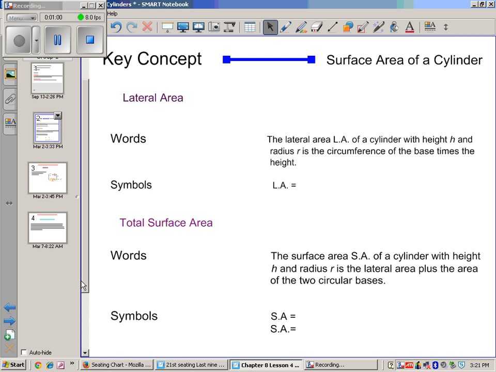Our key concept for this lesson is the surface area of a cylinder. First, we have our lateral area. In other words, the lateral area, or LA, of a cylinder with the height h and the radius r is the circumference of the base times the height. So let's write that down. We're going to have to do a little work on this key concept. Write down the formula for lateral area. LA equals 2 times pi times the radius times the height. Okay, make sure you mark those down.